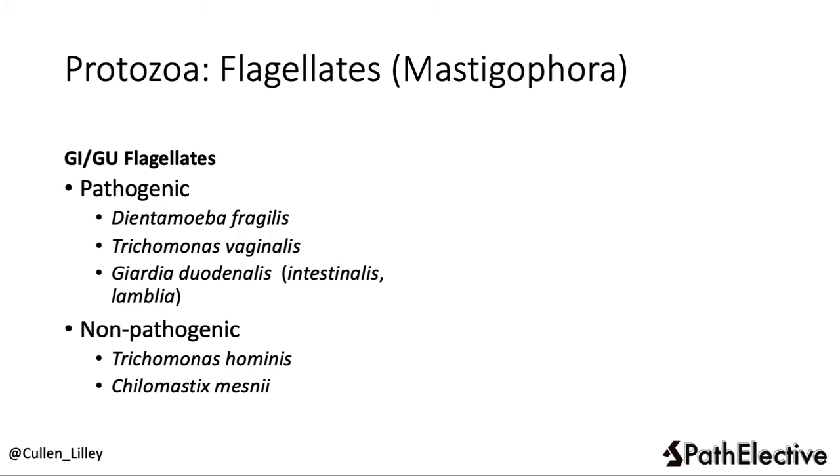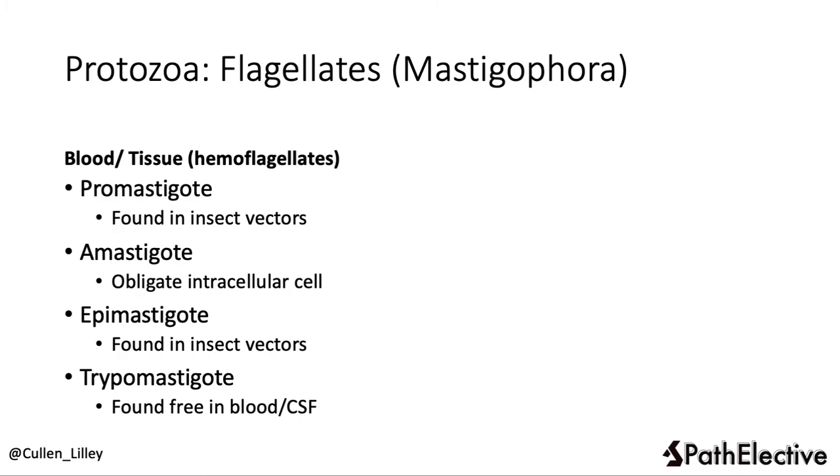So here are some of the examples of the pathogenic GIGU parasites that are flagellates in the Mastigophora phylum. So we have Dientamoeba fragilis, Trichomonas vaginalis, Giardia duodenalis, also known as intestinalis or lamblia. So there's many different names for that. It's not fully worked out yet, that phylum, that genera. So the non-pathogenic examples, we have Trichomonas hominis and Chilomastix mesnili. So those are the examples we have there.